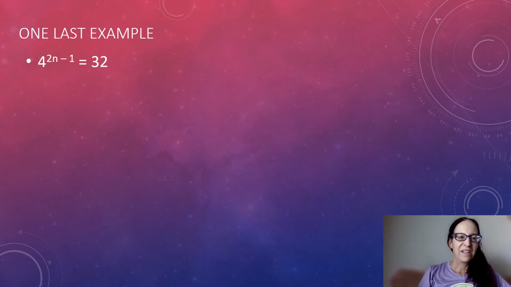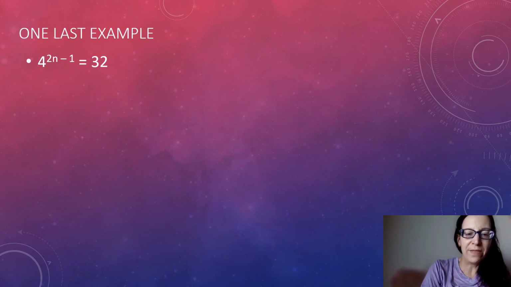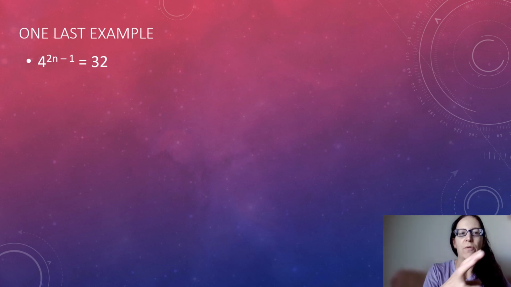All right. One last example. Okay, so fairly short lesson. So this one is 4 to the 2n minus 1 equals 32. So if you think back several slides, it said try to write the larger number as a power of the smaller one. And so in this case, you might grab that 32 and you're like, okay, I'm going to write 32 as a power of 4.